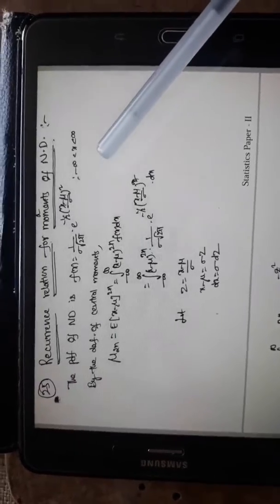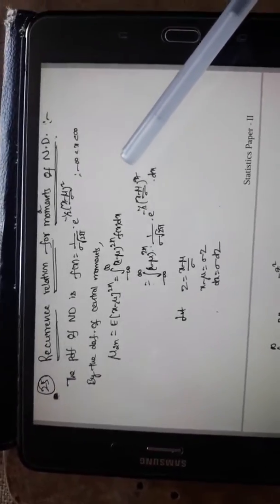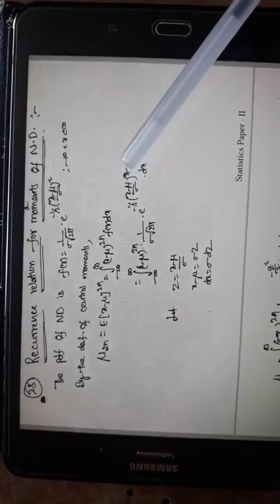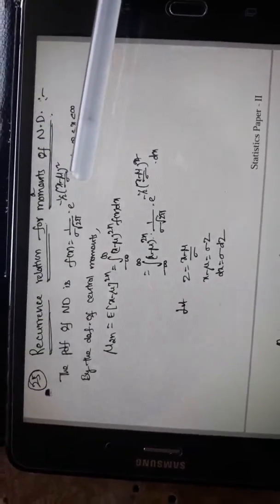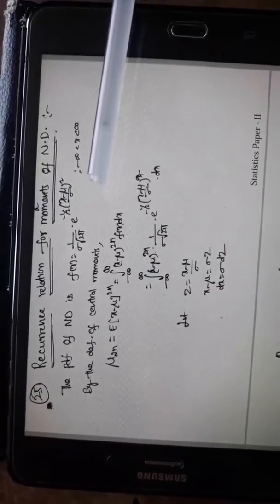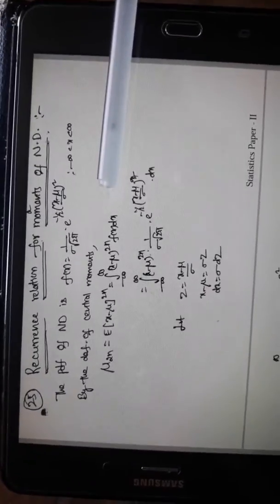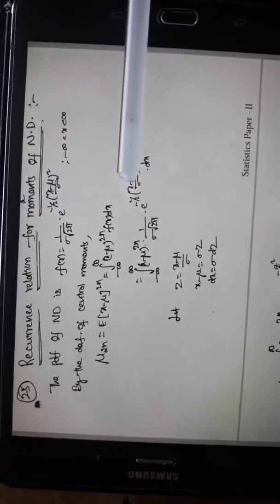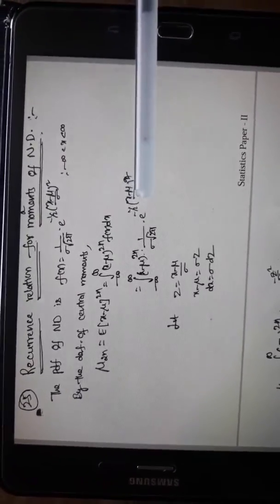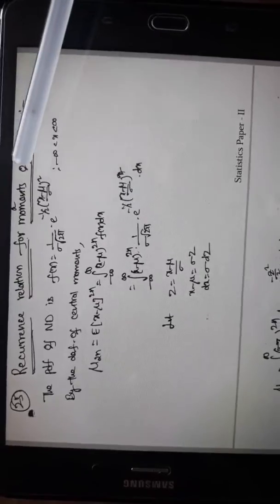Hi students, today we discuss the remaining important questions in normal distribution. Mainly three important questions remain. One is the recurrence relation for the moments of normal distribution. The other two are limiting cases of binomial and Poisson distribution. First, observe the recurrence relation for the moments of normal distribution.